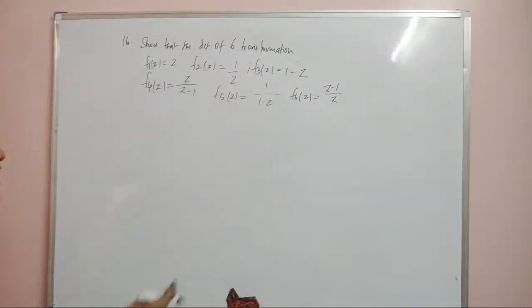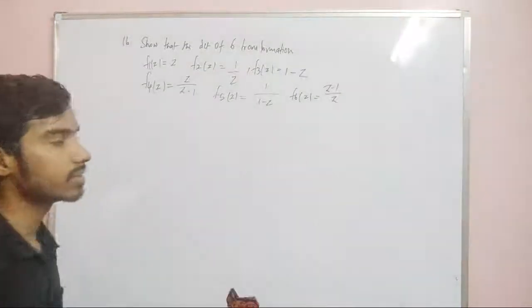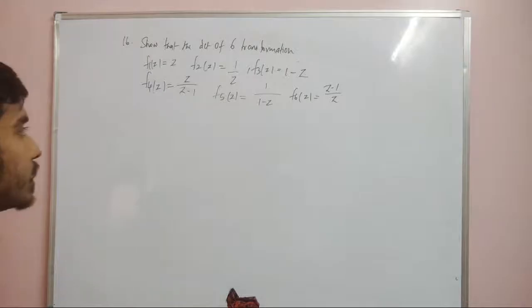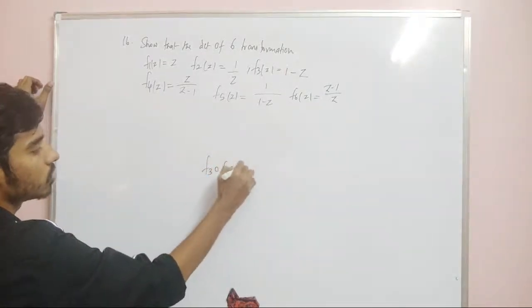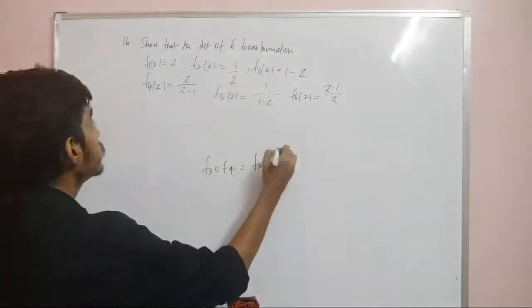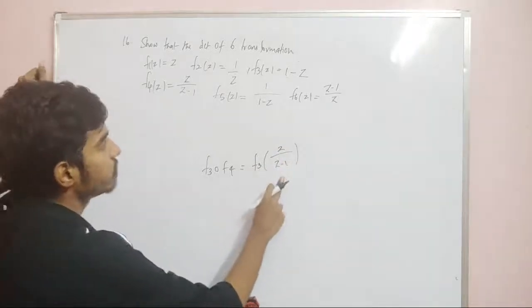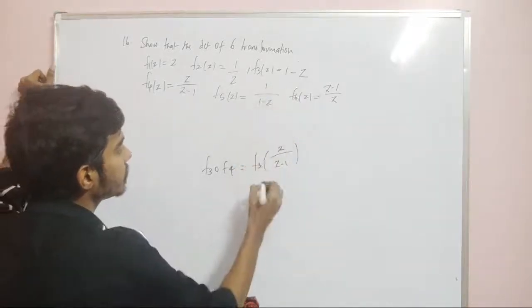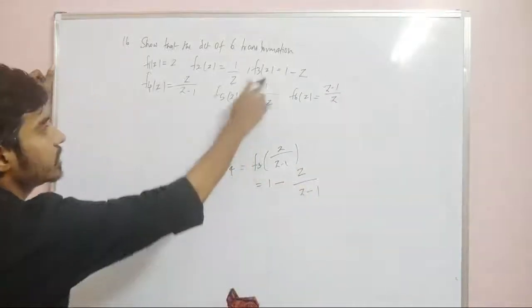So same thing, in the previous problem we have f1, f2, f3, f4. So here we have 2 rows and 2 columns extra. So again you need to find the composition. For example, what will be f3 composite f4? So just for your understanding, it will be f3 of f4. So f4 is z by z minus 1. So in f3 you have to replace z by z by z minus 1. So f3 is 1 minus z.